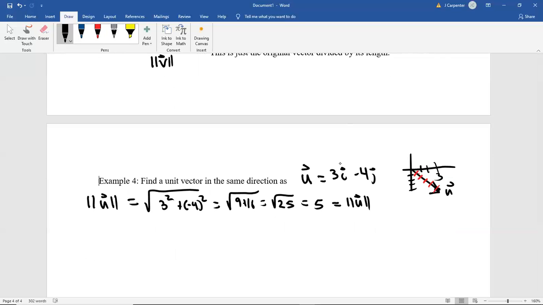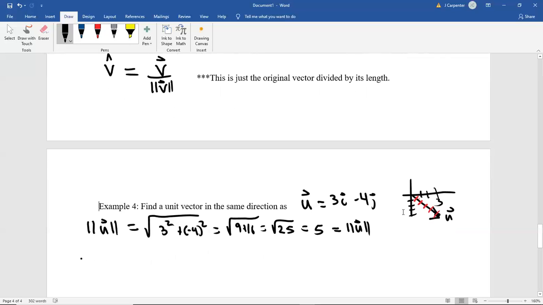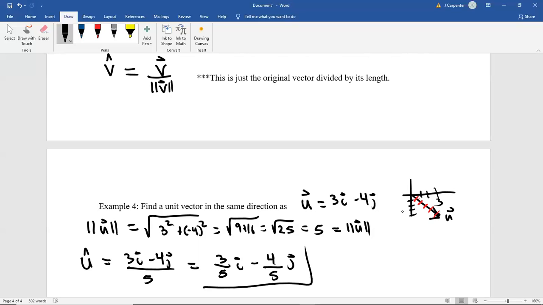Sorry, let me leave the notation up there. So u hat, again, the little hat, this upside down v, means unit vector. Just take the original vector, which was 3i minus 4j, and divide it by the length, which we said was 5. Most of us like to break this up, so it would be 3/5 i minus 4/5 j. That's it.